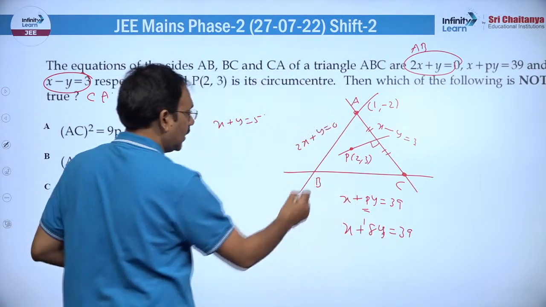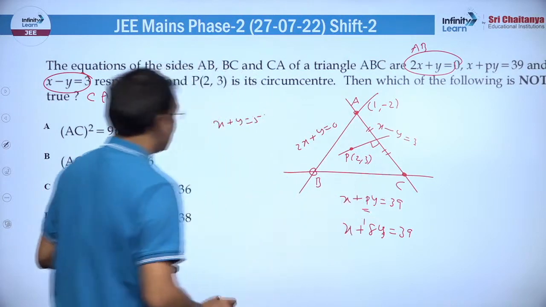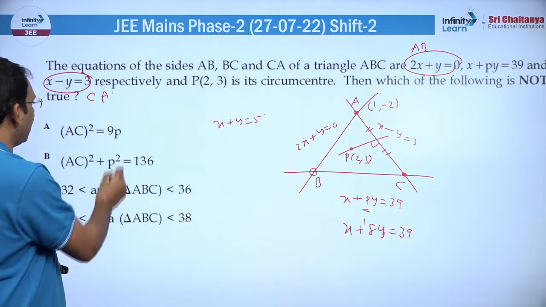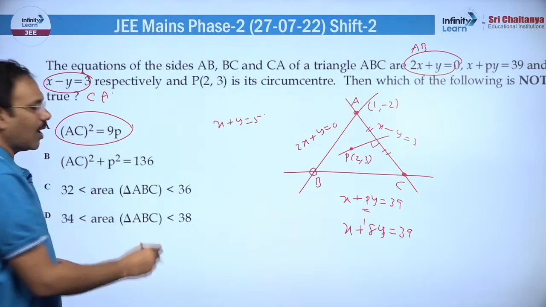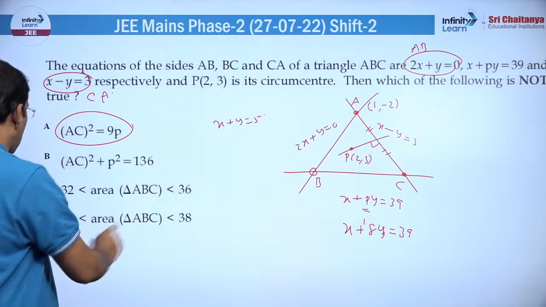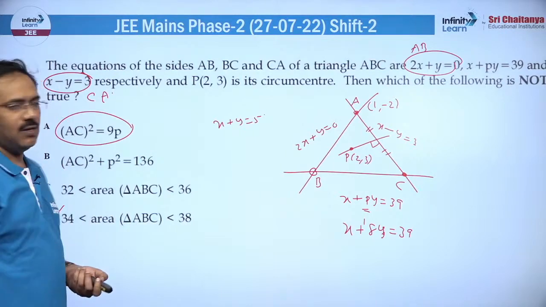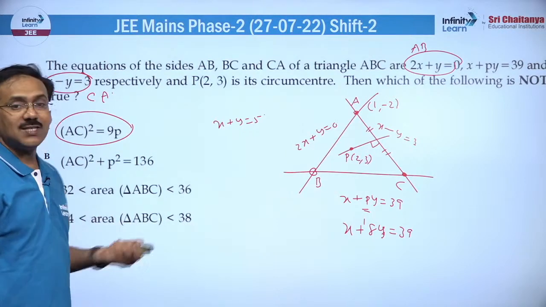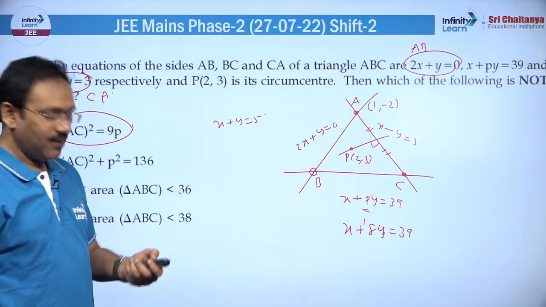Once you know the third line, you can find B, you can find C. A, B, C are available, you can verify all the options and observe which of the following is not true, that is the false statement, right.